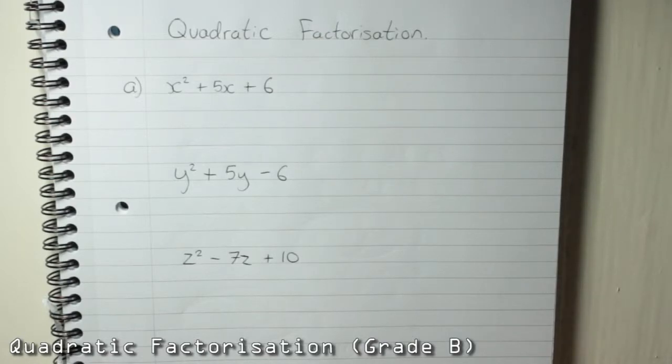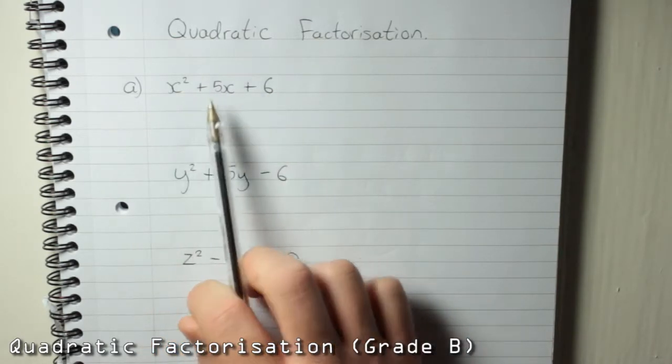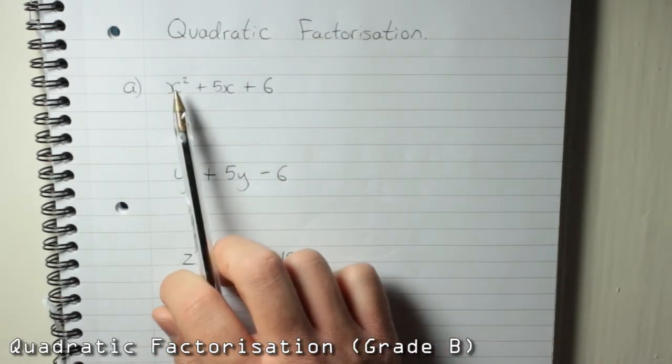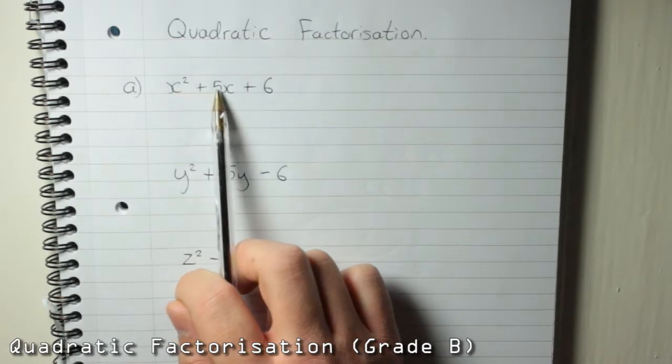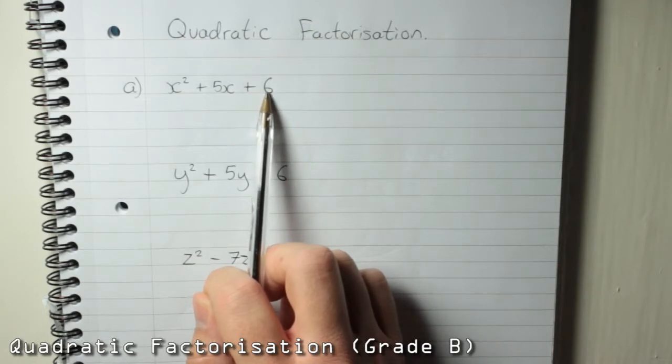Okay, we're going to look at quadratic factorisation. First of all, looking at this expression here, you can tell it's a quadratic because it's got the x squared term there, and it's got an x term here, and it's got a term at the end that doesn't have a letter on it, just a number on its own.